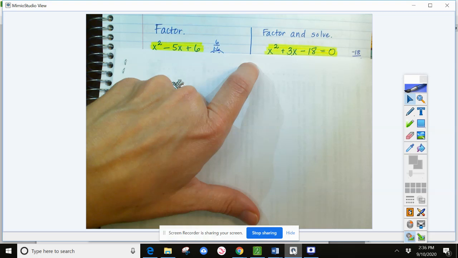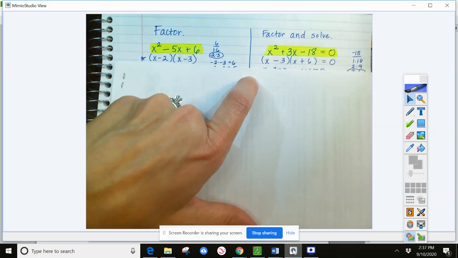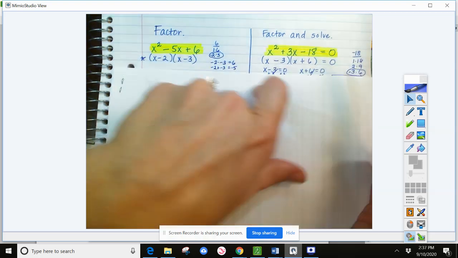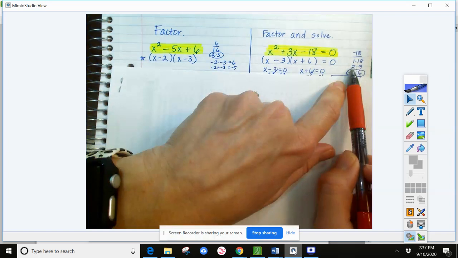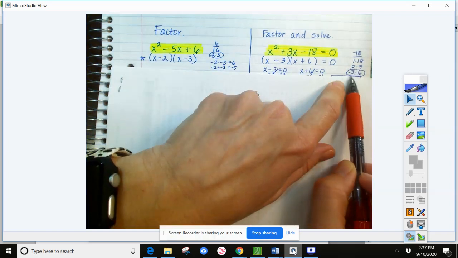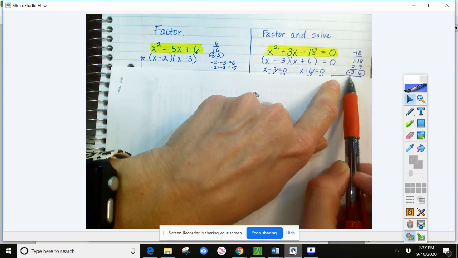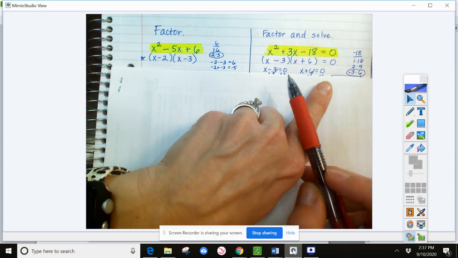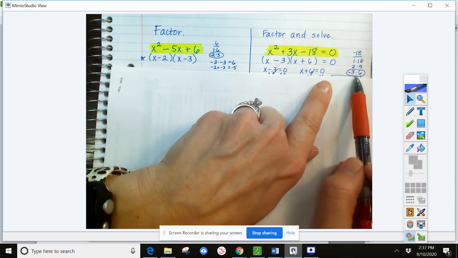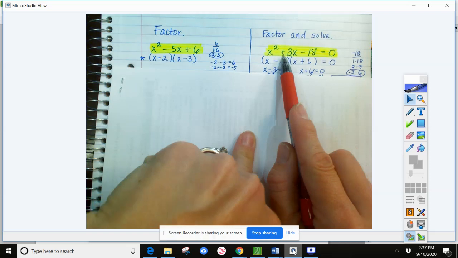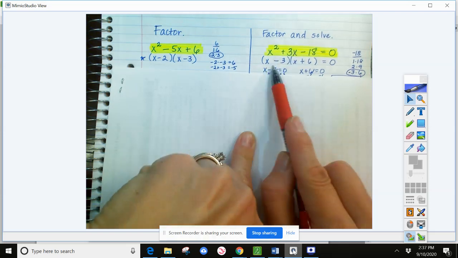So we look at the factors of 18, and 1 and 18, 2 and 9, negative 3 and 6 work. Now, the reason we need to choose negative 3 and 6 is because when we multiply these, we do need to get a negative 18. So that means one of them has to be negative. But then when we add them, we want a positive 3. So that's why we need x minus 3 and x plus 6.